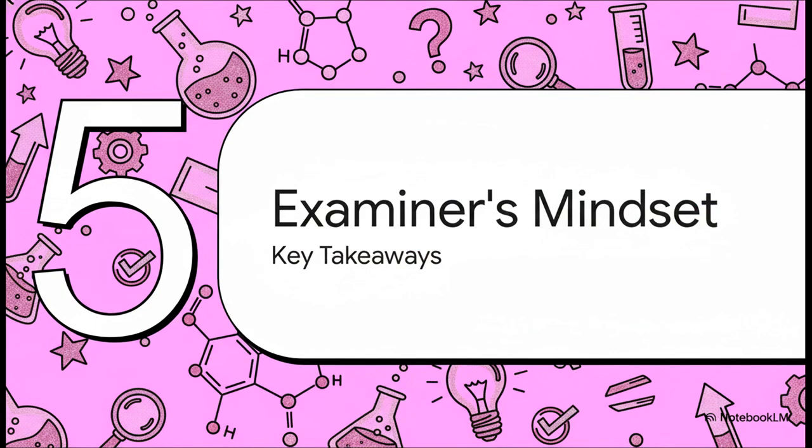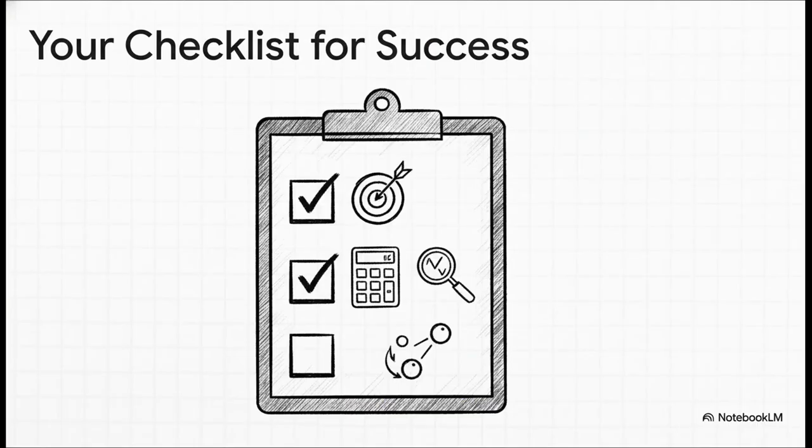So, after breaking down that entire 9-mark question, what have we really learned about thinking like an examiner? What do you need to do to score those top marks? Let's quickly wrap up with the key takeaways. Here's your checklist for success. First, be super precise with your definitions. Remember that word, minimum. Second, with calculations, show every single step. It doesn't matter which method you use as long as it's valid and easy to follow.